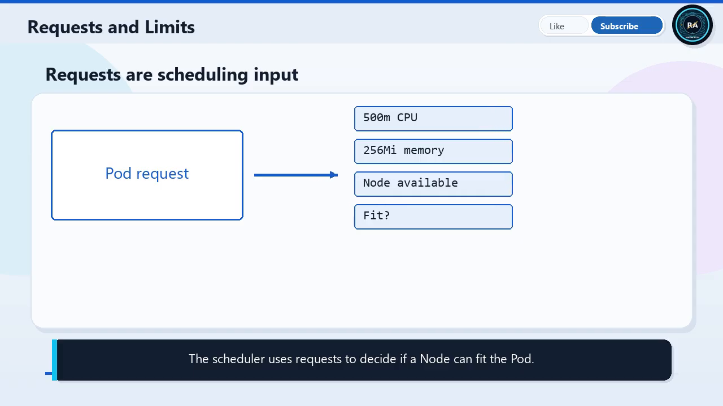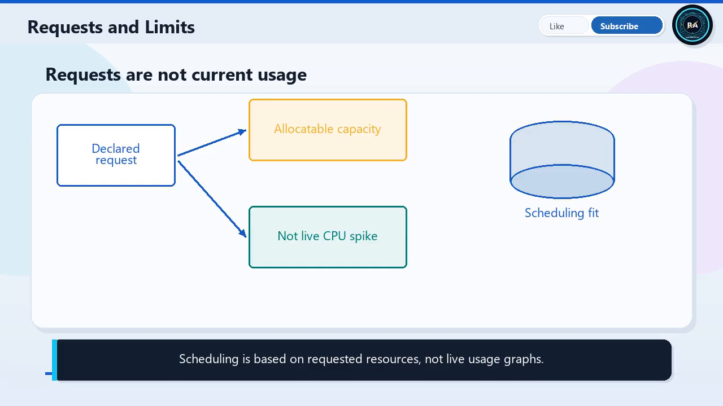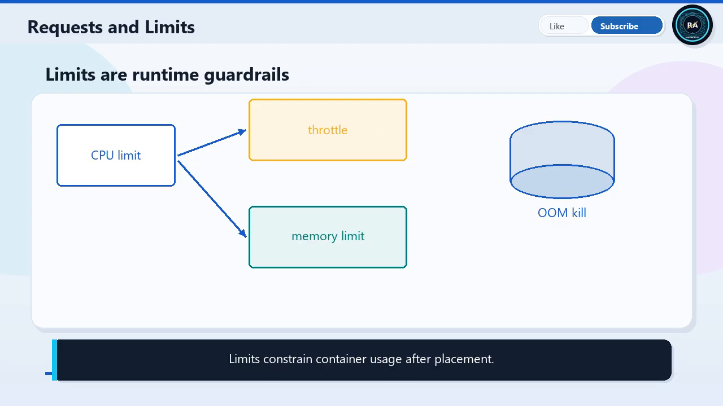If a node cannot fit the requested CPU or memory, that node is not feasible. The scheduler is not watching the container's future CPU graph. It uses the requests declared in the pod spec and compares them with allocatable capacity. A limit is different. It is a runtime guardrail. CPU can be throttled, and memory over the limit can cause the container to be killed.